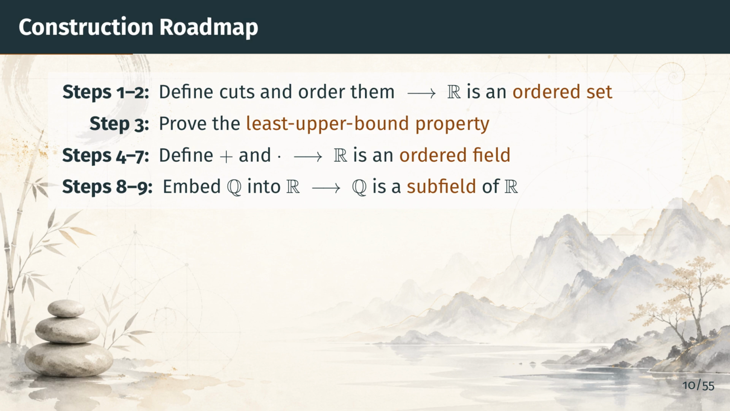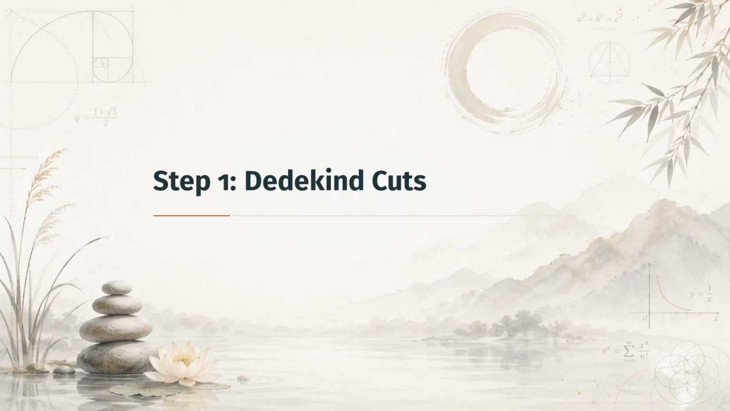Finally, steps 8 and 9 show that the rationals sit naturally inside the reals. Each rational number r corresponds to a specific cut, and this correspondence preserves sums, products, and order. This is why we can regard the rationals as a subfield of the reals. Let's begin with step 1.